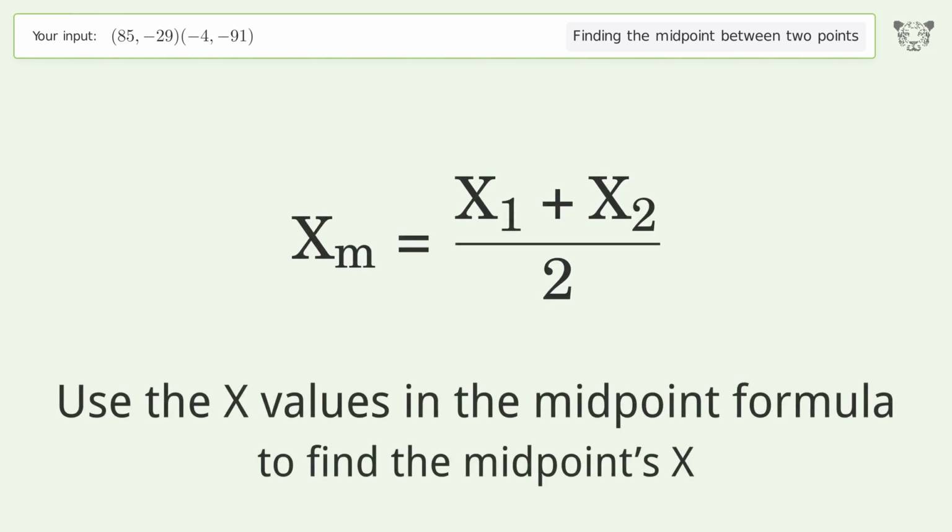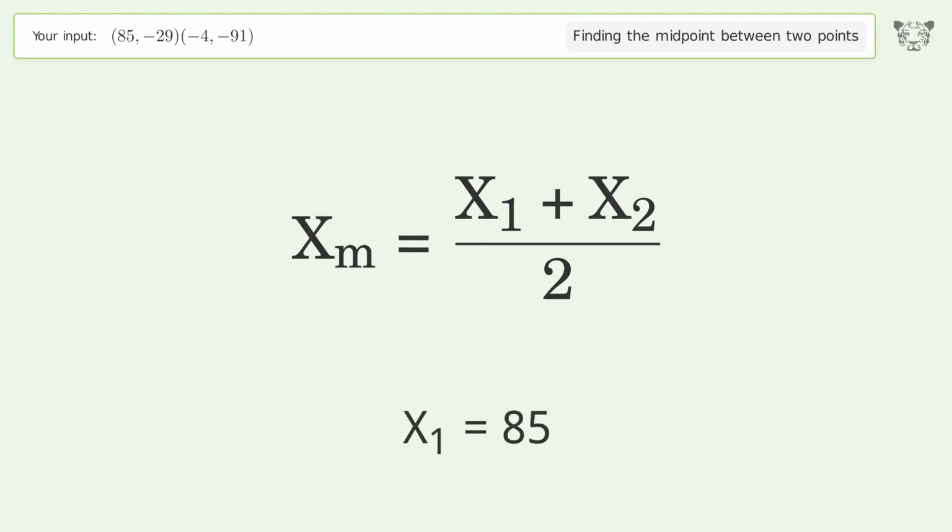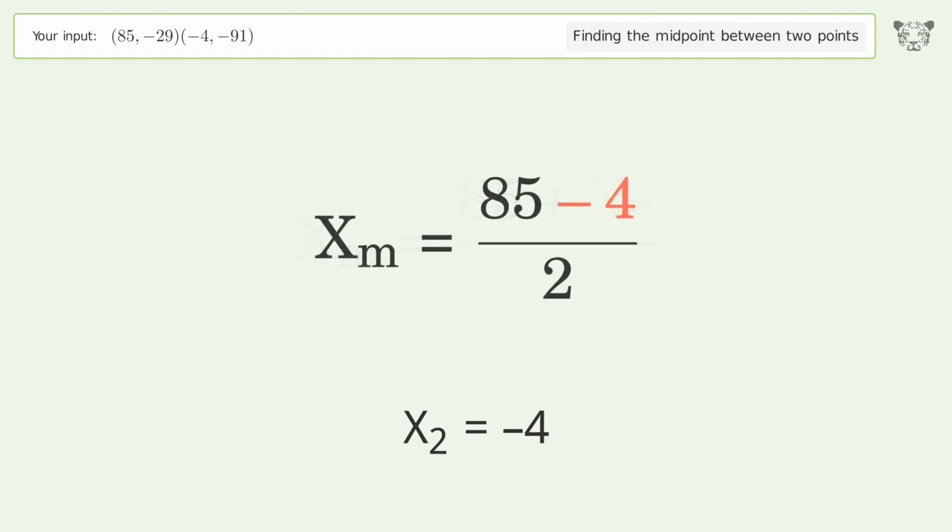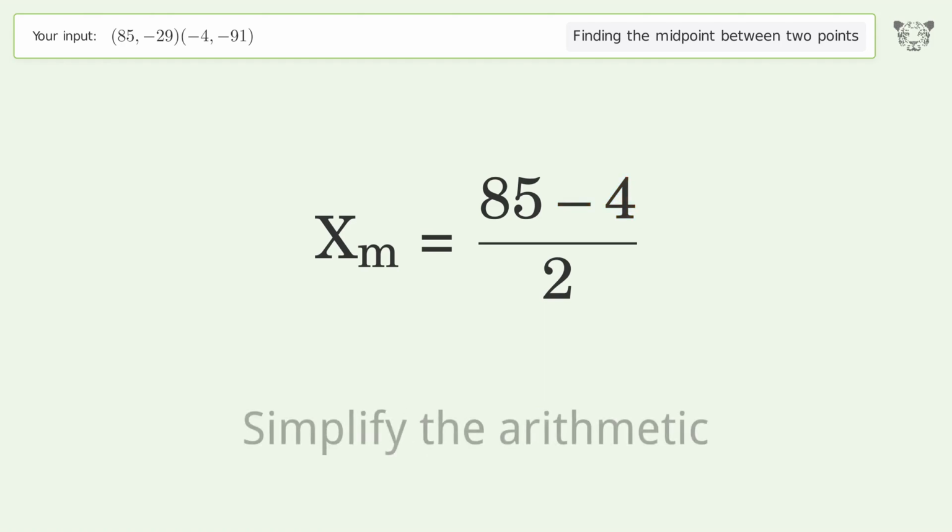Use the x values in the midpoint formula to find the midpoint's x. x1 equals 85. x2 equals -4. Simplify the arithmetic.